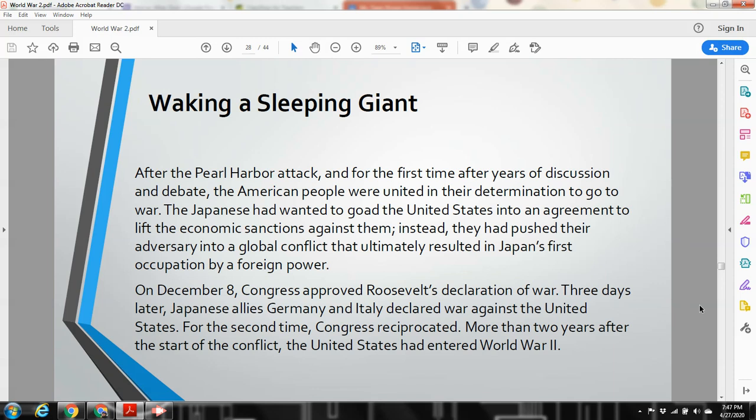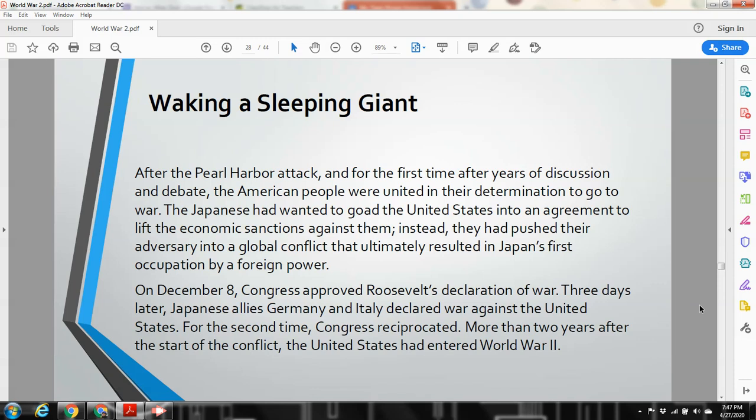And once that happened, on December 8th, when Congress approved that, America officially joined the war. And later on, when they joined World War II, you had Germany and Italy that would later on declare war on the United States. Now, after the Pearl Harbor attack was the first time after years of discussion and debate, the American people were united in the determination to go to war.